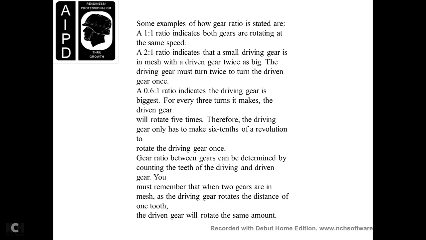Here are some examples of how gear ratios are stated. A 1-to-1 ratio indicates that both gears rotate at the same speed. A 2-to-1 ratio indicates that the small driving gear meshes with a driven gear that is twice as big, so the driving gear must turn twice to turn the driven gear once. A 0.6 to 1 ratio indicates the driving gear is the biggest. Every 3 turns of the driving gear makes the driven gear rotate 5 times. Therefore, the driven gear makes only 6/10 of a rotation for each rotation of the driving gear.